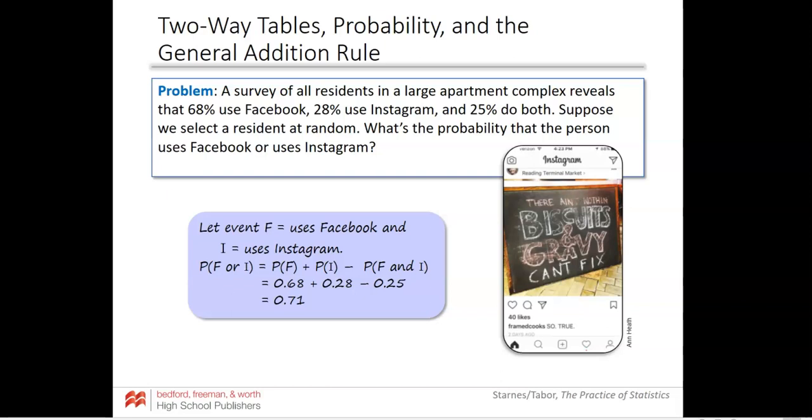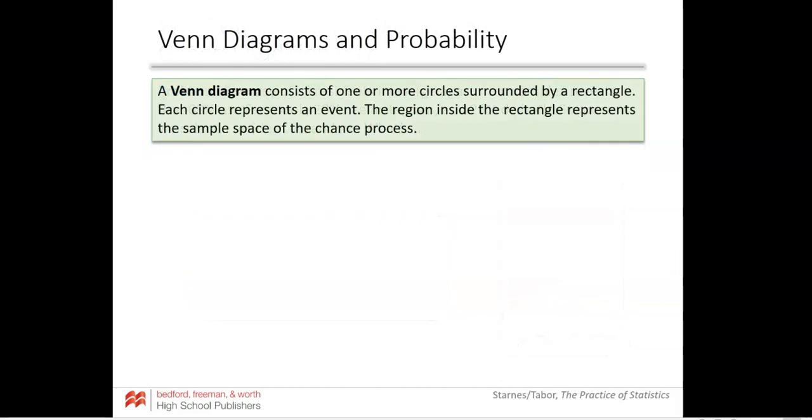So we need to apply the formula, right? So probability of Facebook is 0.68. Probability of Instagram is 0.28. And then the probability that both are true is 0.25. So we subtract the overlap. We don't want to double count those 25% who actually do both. So you've got to subtract it out and you get 0.71. That's the formula way of doing this, which is great. I like that way. There's other ways.